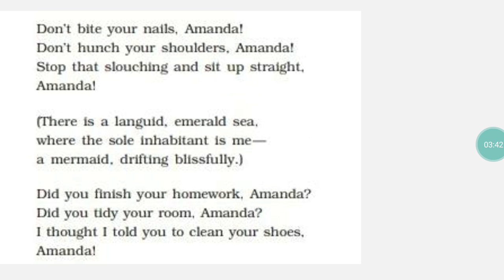Listen. See the third stanza. Did you finish your homework, Amanda? Did you tidy your room, Amanda? 2 words are repeated. In the first line, did you, and in the second line, the same words did you are repeated. That is what is anaphora.